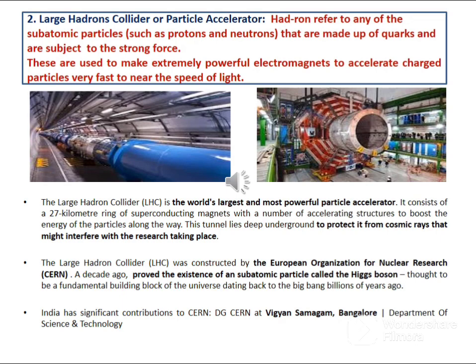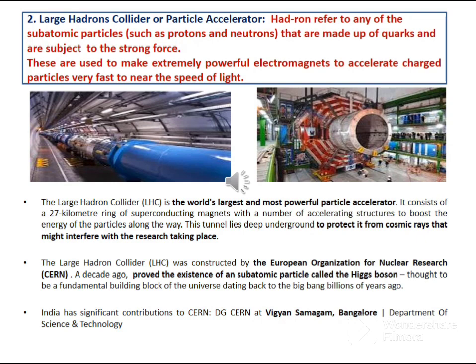The other name is Hadron Collider. They are used to make extremely powerful electromagnets to accelerate charged particles very fast, to near the speed of light. This is the world's largest and most powerful particle accelerator. It consists of a 27-kilometer ring of superconducting magnets with a number of accelerating structures to boost the energy of the particles along the way. This tunnel lies deep underground to protect it from cosmic rays that might interfere with the research taking place.